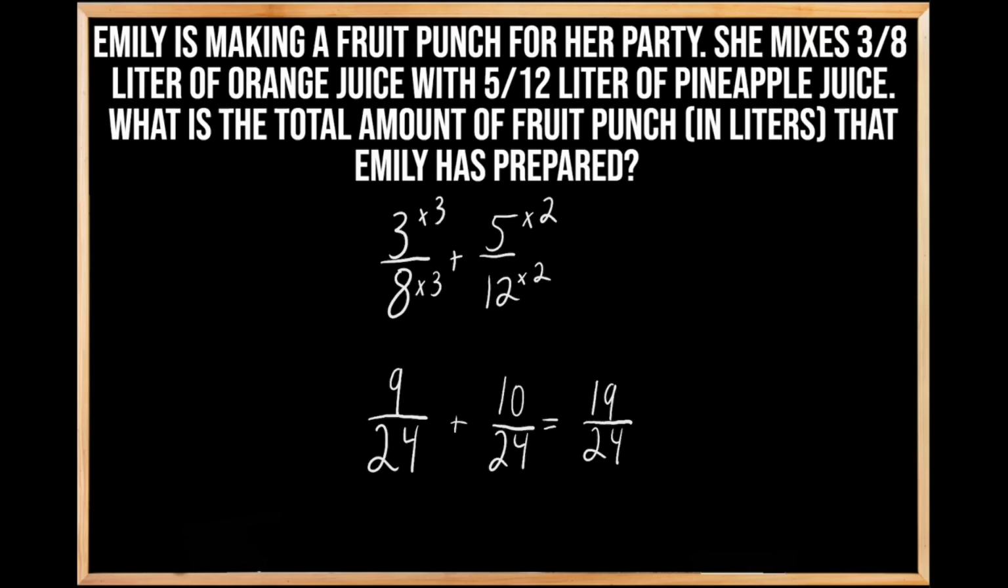Now we're going to see if we can simplify this fraction. And since there's no common factor between both 19 and 24 other than 1, this fraction is already written in its lowest possible form, meaning that Emily made a total amount of 19 24ths of a liter of fruit punch when she mixed the orange juice and pineapple juice together.